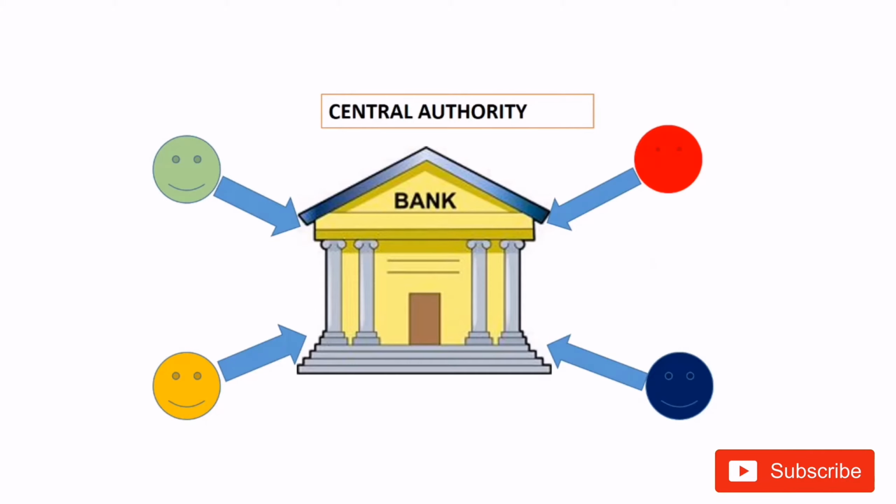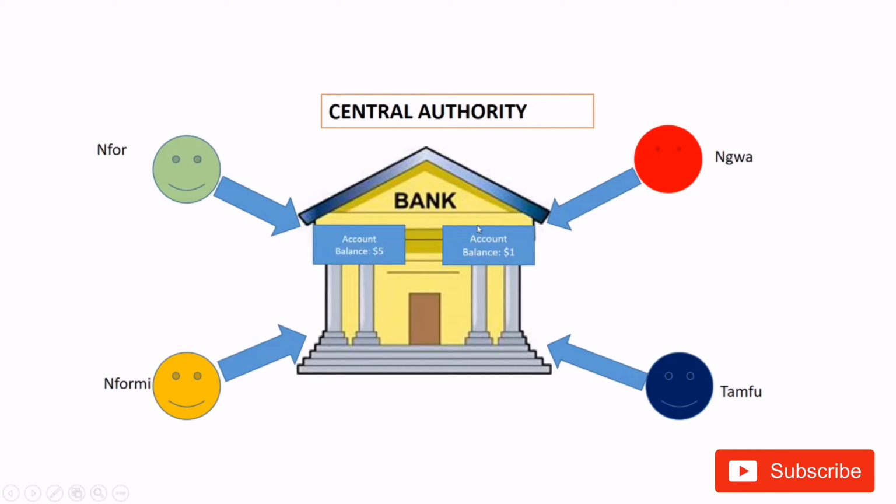What is Bitcoin? Before we talk about Bitcoin, let's look at the current financial structure. We have a central authority, which is the bank. And then let's look at these four friends: Mfo, Ngwa, Fomi, Tamfo. They all have accounts at the bank. And the bank can decide what happens in these accounts, depending on the demand of these friends.